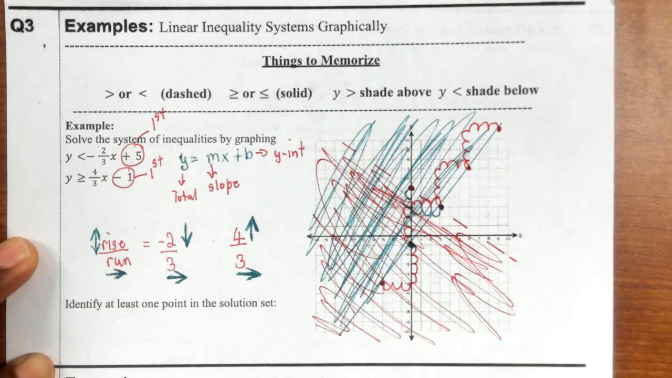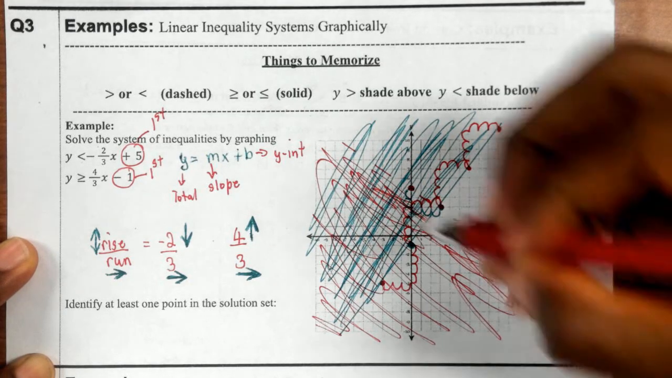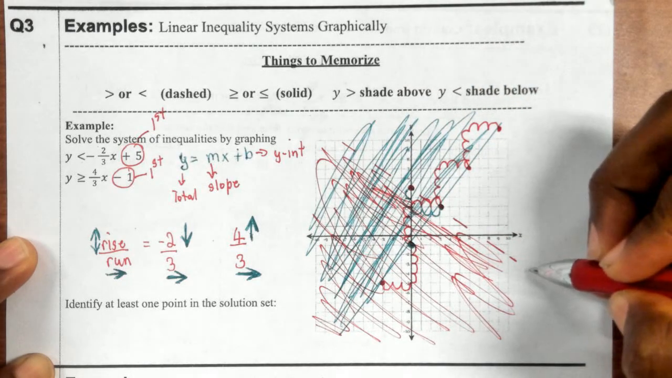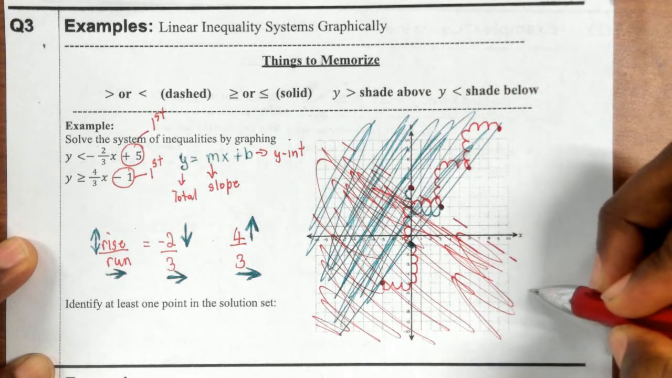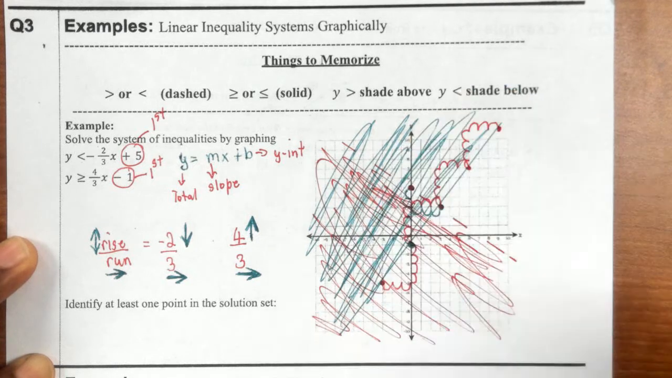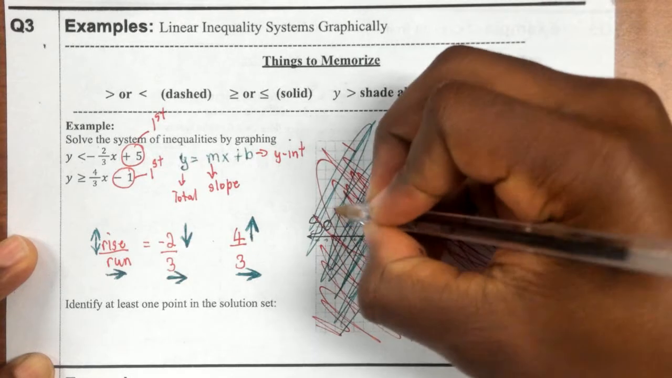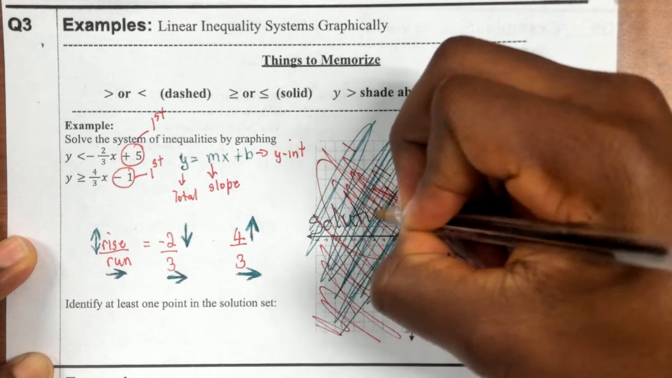Now we need to identify where the solution is. The solution will be where there's a mixture of two colors. Would it be up here in this V? No. Over here? No. Down here at the bottom? No. Over here to the left? Yes, it would be. This is where the solution would be.